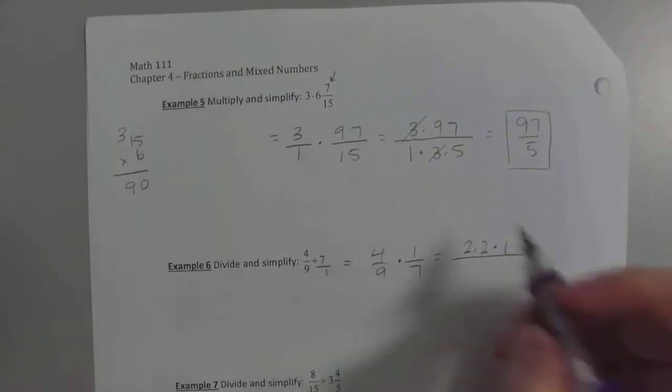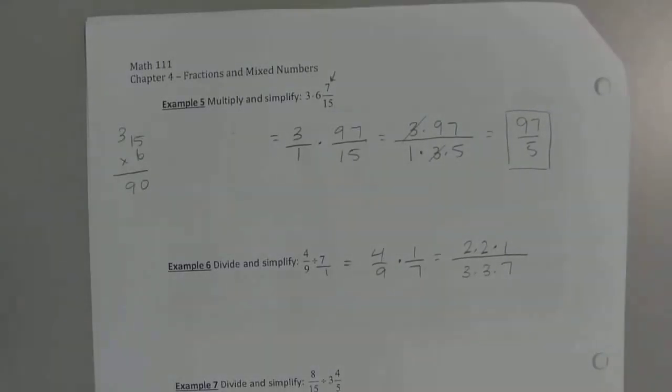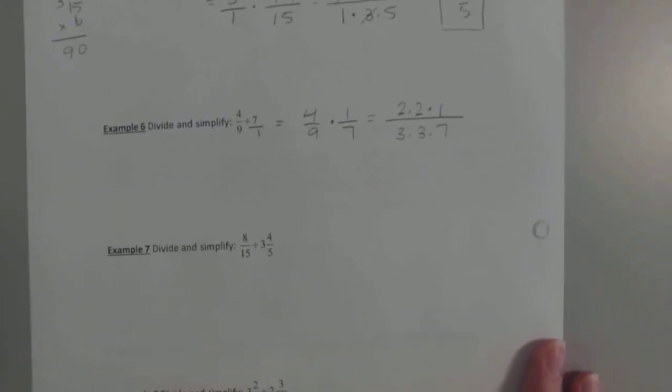What is 4 split up as? 2 and 2 times 1. What is 9 split up as? 3 and 3 times 7. Again, you guys might have a number sense when you look at that. You know there's not going to be anything that they share, right? 4 is a bunch of 2s, 9 is a bunch of 3s. They're not going to cancel out, so you don't want to split it up.